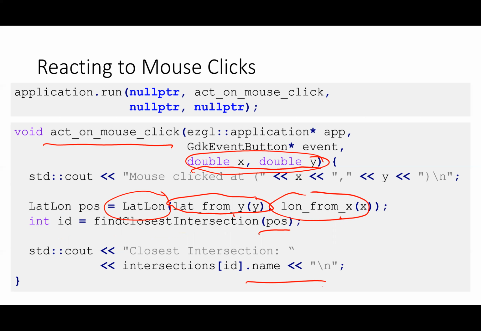So this will work for just printing the name of an intersection into the terminal. But in the milestone 2 handout, you're asked to do more than that. You're also supposed to highlight this intersection in the graphics, so people are supposed to be able to see what they clicked on. So any ideas on how I'm going to do that? You might not know, that's fine.